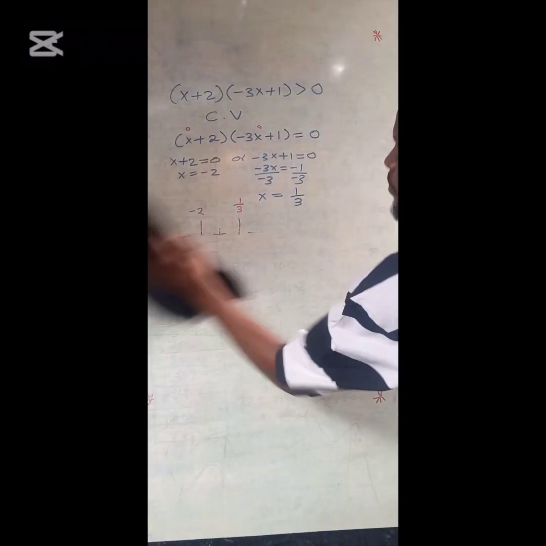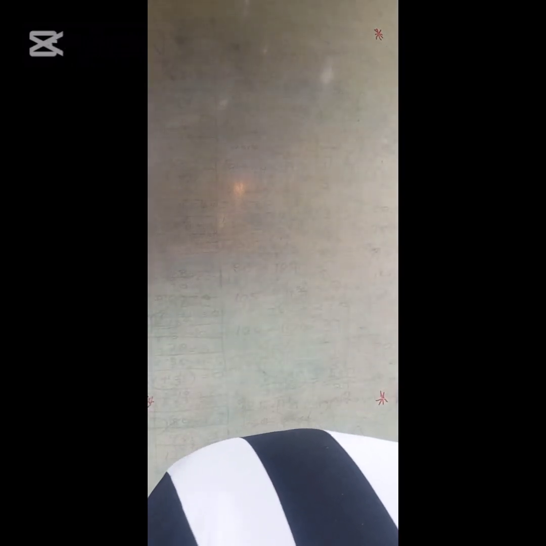Moving right along. Second last question was the simultaneous. Okay, so now we have a simultaneous equation. It was a total of 6 marks.